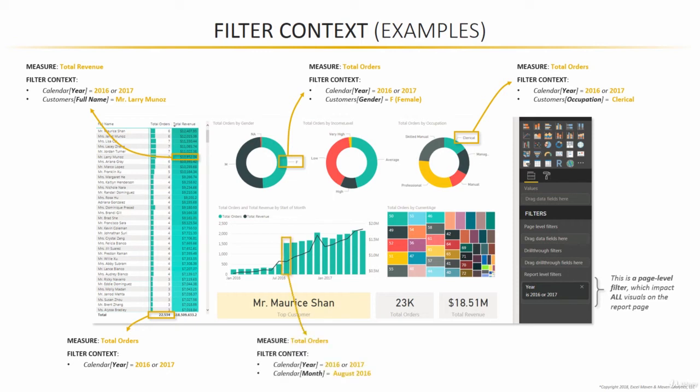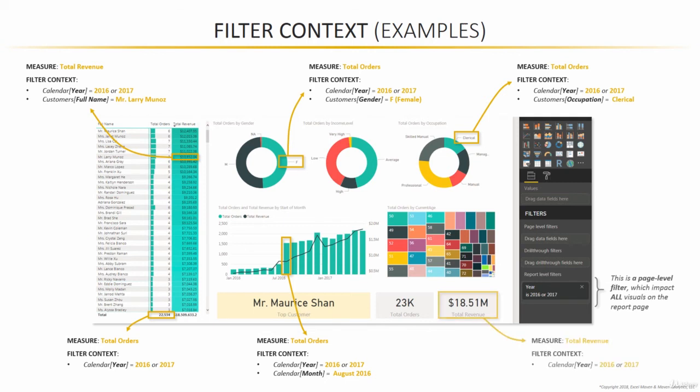Moving along to this trended view, where we've got columns capturing total orders and a line capturing total revenue by month. In this case, this highlighted column here, it's capturing total orders, years 2016 or 2017, and month from the calendar table is August 2016. So this one's a little bit interesting because you've got two different filters from the calendar table being applied. And in cases like this, it's the more specific filter that's going to take priority.